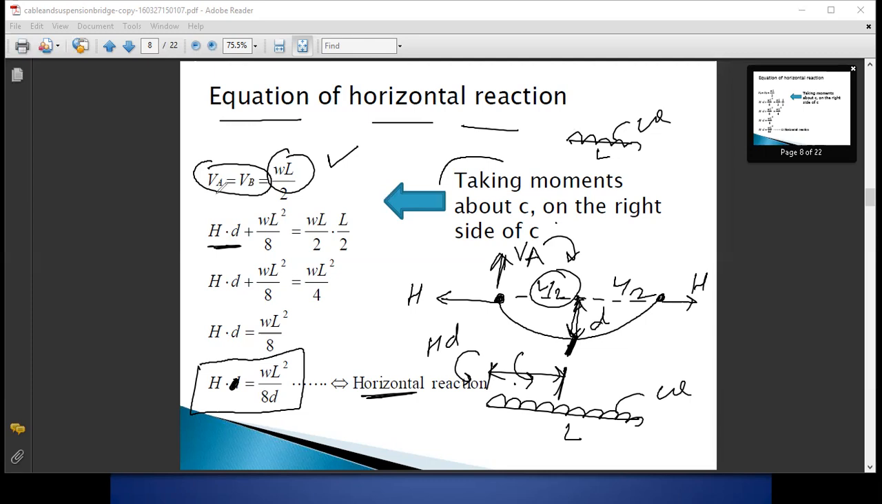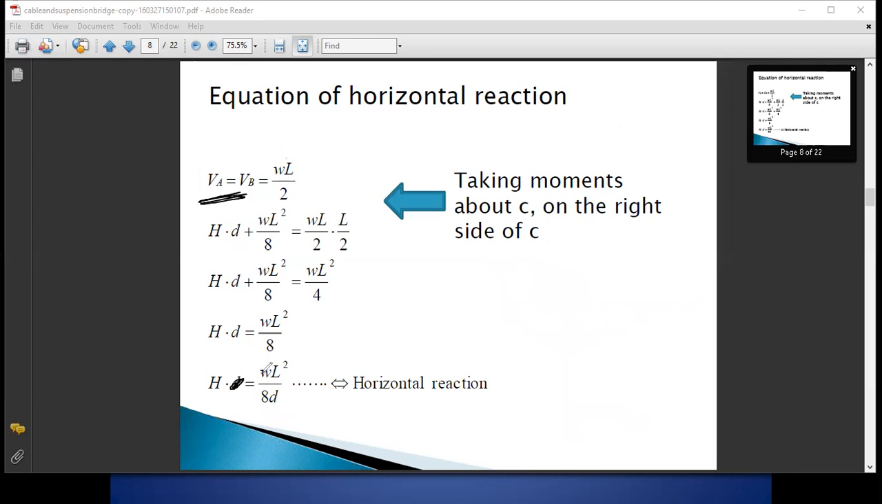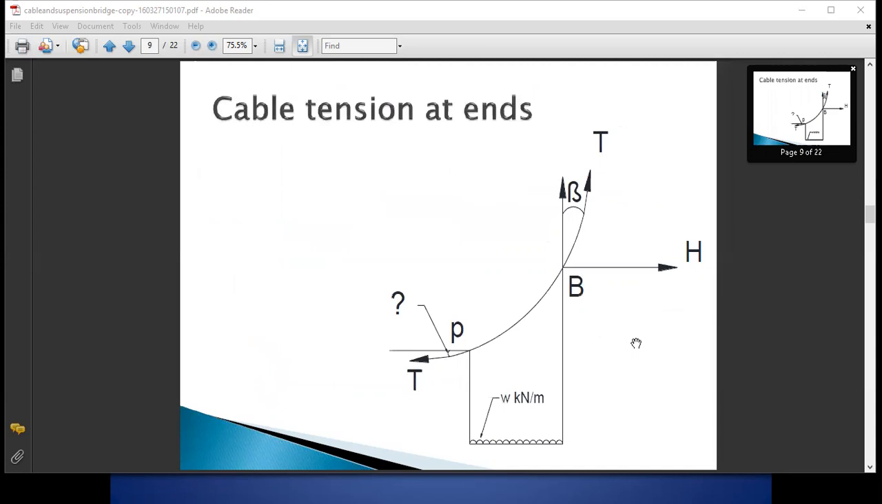So you get now the vertical reaction and the horizontal reaction. VA, VB are vertical reactions and H is the horizontal reaction. Now, after calculating the reactions, horizontal and vertical, we will find out the tension in the cable at the end. So this is the horizontal reaction, the vertical reaction is suppose VB, and some point P is taken, UDL is W, so T is there. What will be the tension in the cable at the end, that we will now find out.